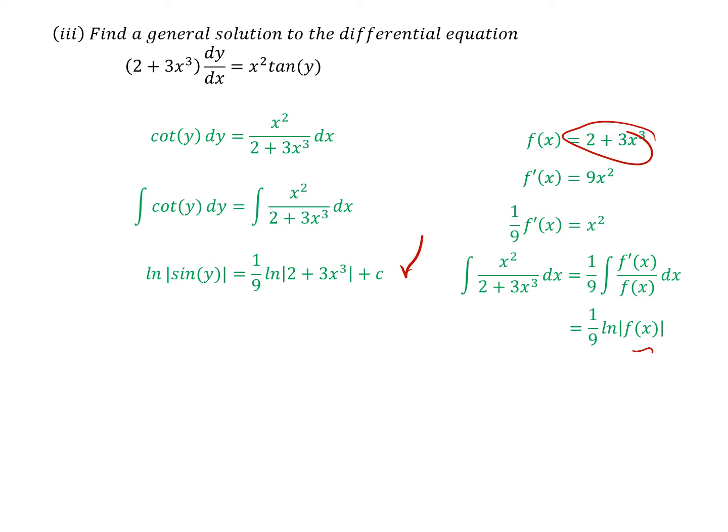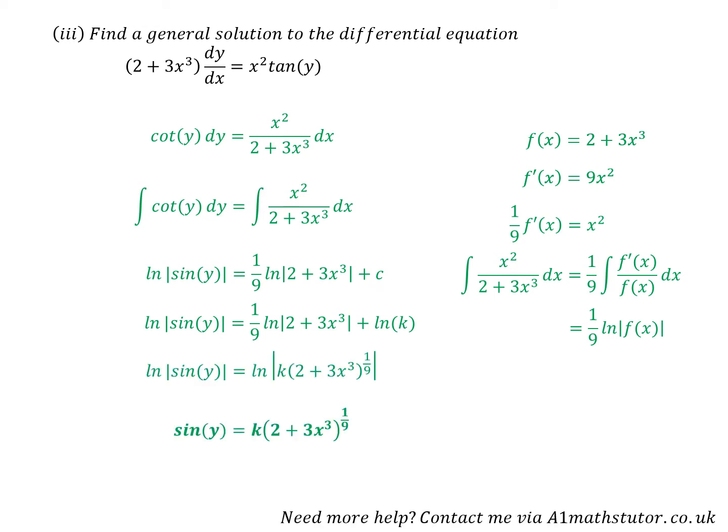Sometimes questions ask you to express the answer in a particular form. I haven't stated a particular form here, but what I can do is bring the 1/9 into the power of the ln. Also convert the c into ln k, where k is a constant, and then combine the two lns on the right hand side, and then finally take the lns away to give me the final answer here.